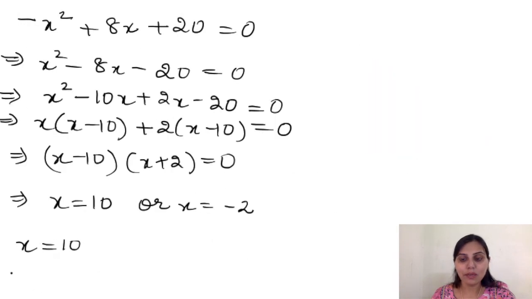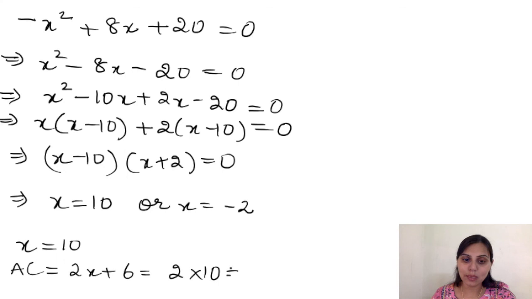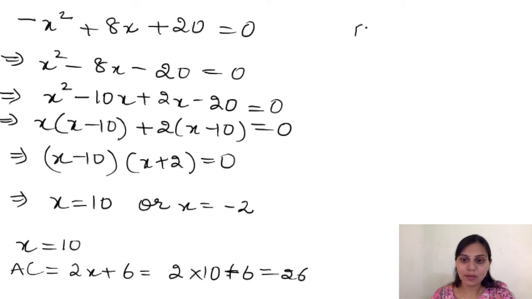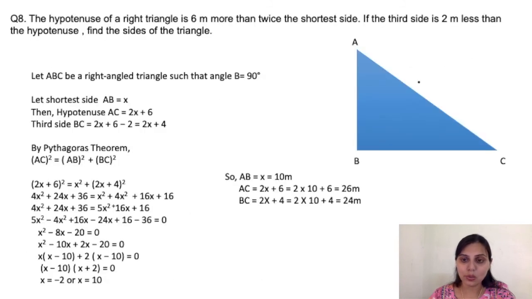Similarly, when we have to find the length of the hypotenuse, that means AC, that will be equal to 2x plus 6, or this can be written as 2 multiplied by 10 plus 6, which is equal to 26. And the third side, that is BC, will be given by 2x plus 4, which in this case is 2 multiplied by 10 plus 4, or that can be also written as 24.